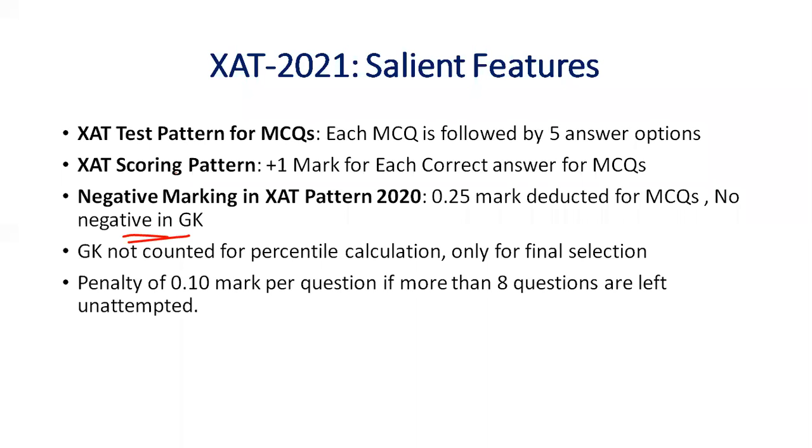Also, there is one new piece of information: you have a penalty of 0.1 mark per question if more than 8 questions are left unattempted. Can anyone tell me what this means?